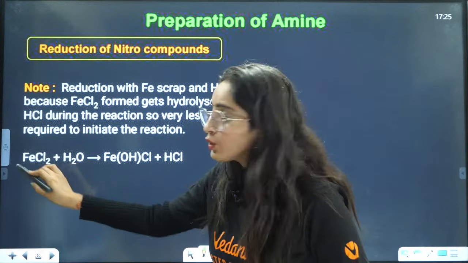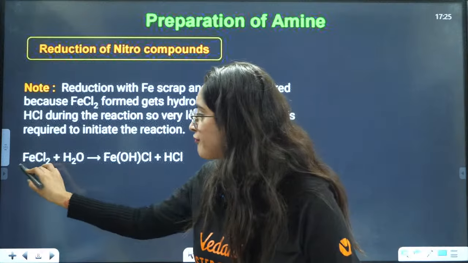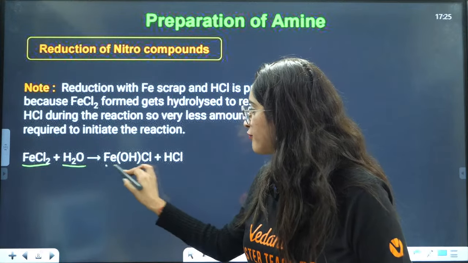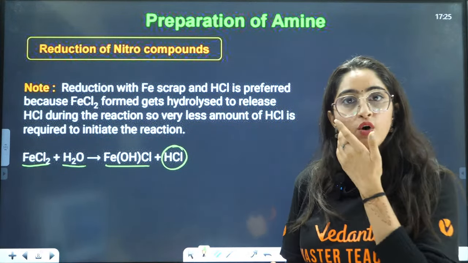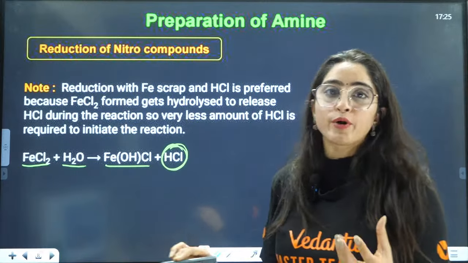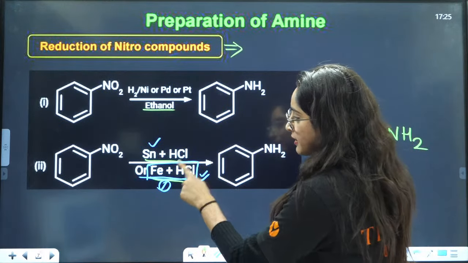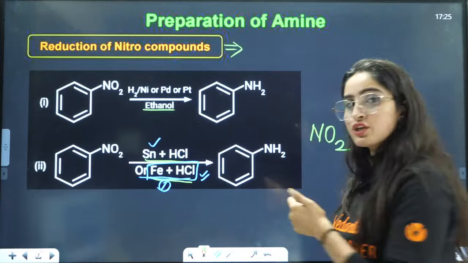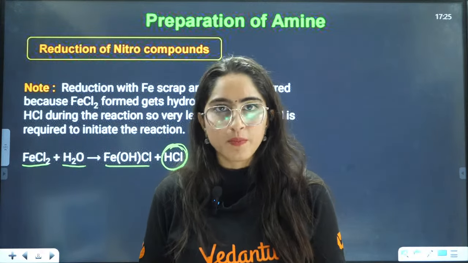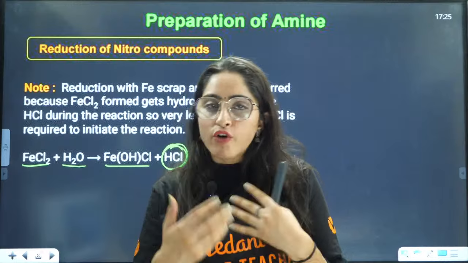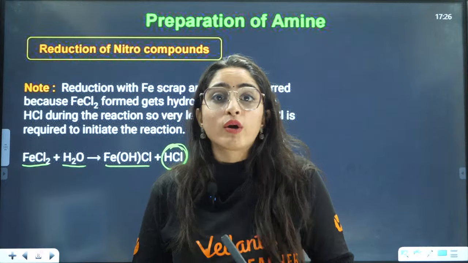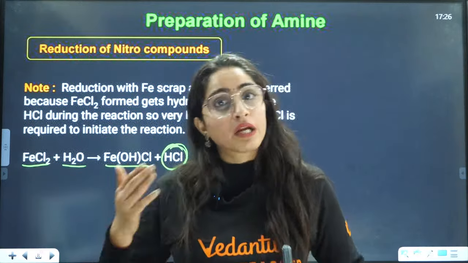In this case, when you use iron plus HCl, it will form FeCl2, right? And in the presence of water, it will again form HCl. Now, this HCl is the initial reagent of this reaction, and after this reaction also, you are getting HCl. That means HCl is used just for the initiation purpose. We don't have to give too much HCl to this reaction. This reaction will go on because it is going to produce HCl on its own, which is going to restart the reaction again and again, right?